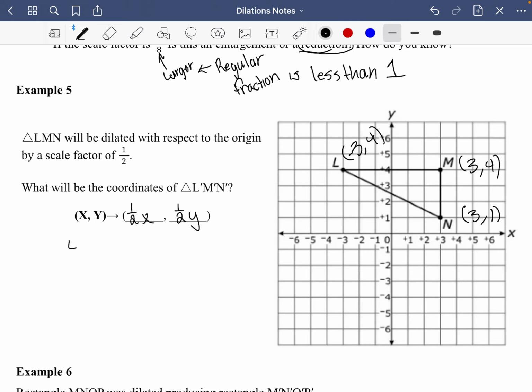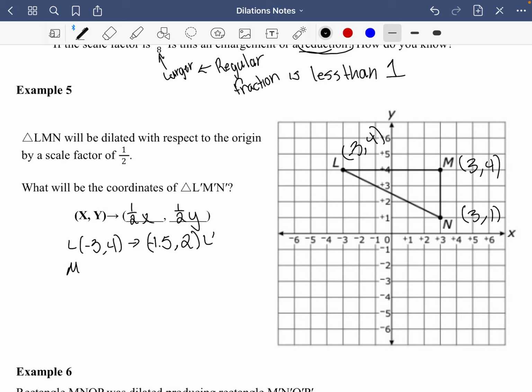If I take L, which we know is at -3, 4, multiply it by 1/2. If I think about what is half of 3, just like money, if I had $3 and I spent half, I got 1.5 left. And that was a negative, so that's a -1.5. If I think about what is half of 4, that's going to give me 2. So that's going to be 2. Now that's going to give me L prime.